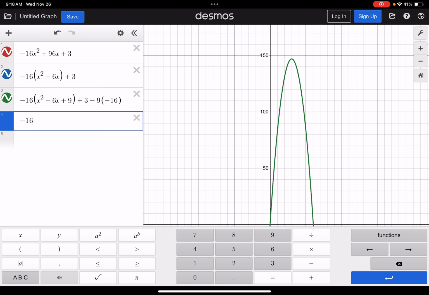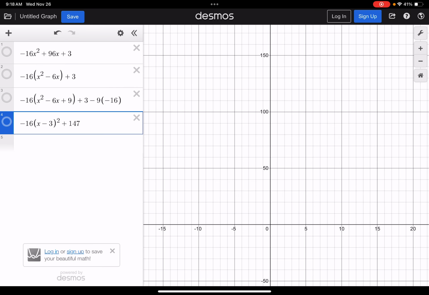So that was negative 16 times (x minus, was it 3?) Yeah, it was 3, squared, and then plus 147. And look at that. All of these guys are the same. So I have worked the system, and I've done it with correct math.